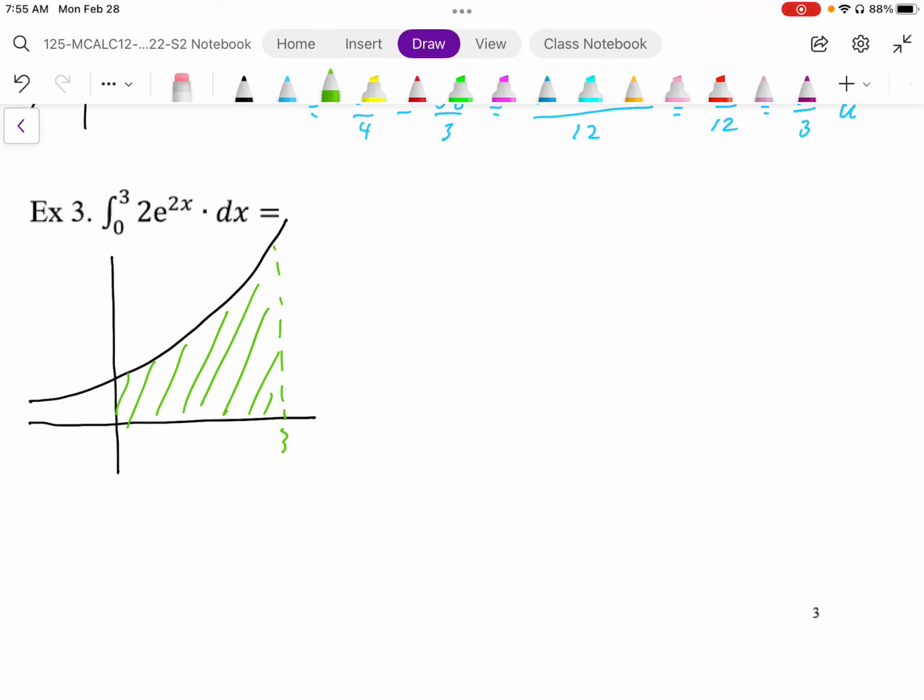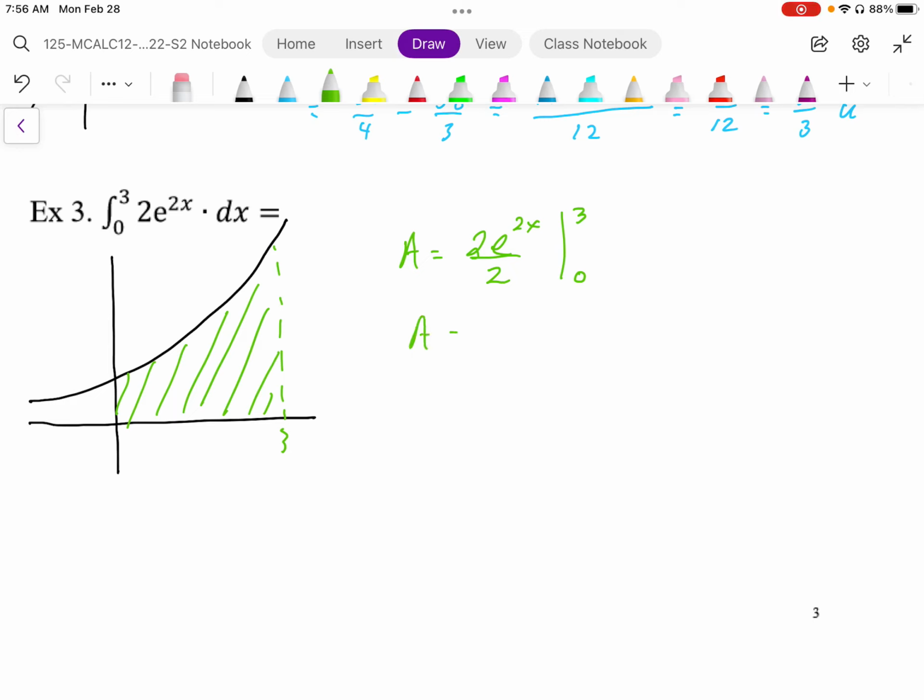So to find the area under this curve, 2e to the 2x, from 0 to 3, I've shaded that area. To do this, we're again going to find the antiderivative. So we end up with 2e to the 2x over 2, and we're going to find the displacement on that antiderivative function from 0 to 3.